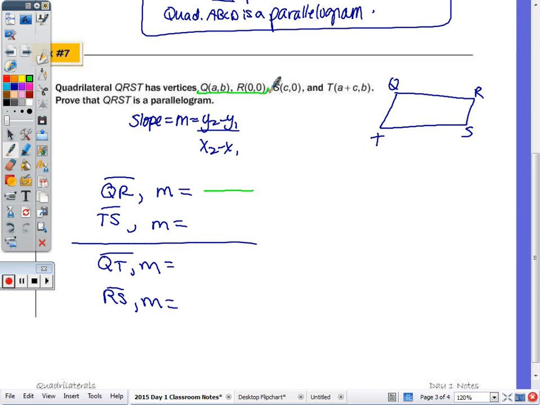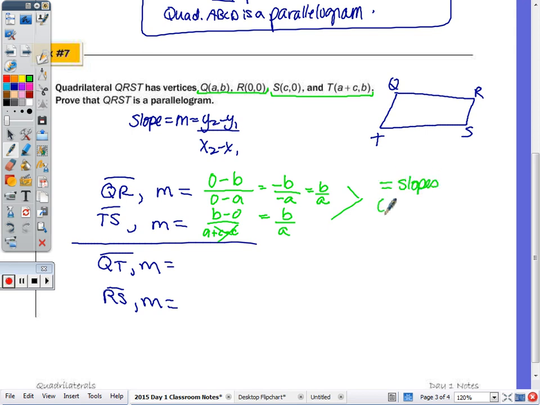Change of Y would be 0 minus B, which would be negative B. Change of X, 0 minus A, which would be negative A, but negative over negative turns into a positive. For TS, so these 2, we have B minus 0 for change of Y. B minus 0 is B. And then we have A plus C minus that C. So A plus C minus C becomes what? The 2 C's cancel out. We have A. So I'm going to do a little shorthand again. Equal slopes means QR is parallel to TS.